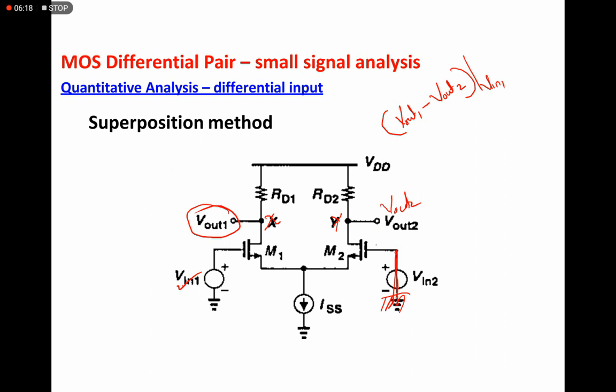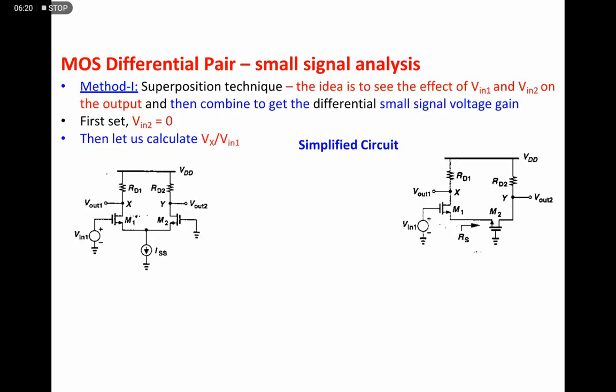For that, first we will perform analysis. We will consider a differential amplifier with V in 2 set to 0. This will be the circuit, and we need to perform the analysis on this circuit.